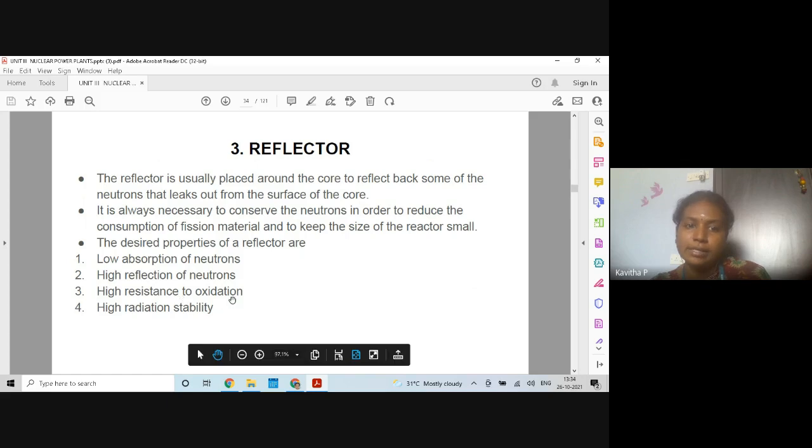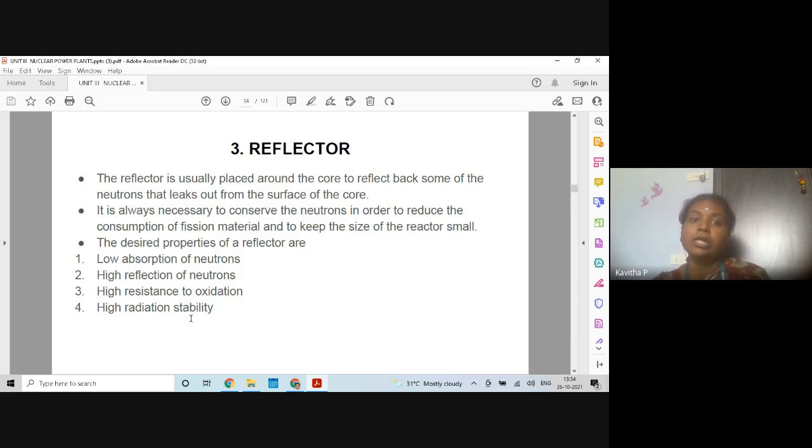It should be highly resistive to oxidation and radiation stable. Because in the nuclear fission process, enormous amount of hazardous radiations are generated. So mainly the reflectors, moderators and all the materials used for the nuclear reactor should be very radiation stable, because they are going to go through a lot of radiations.